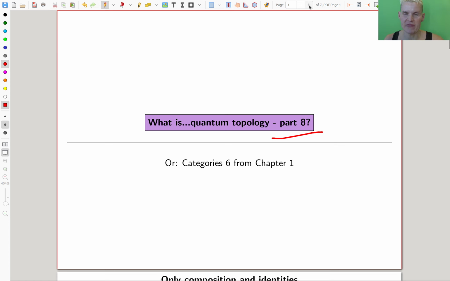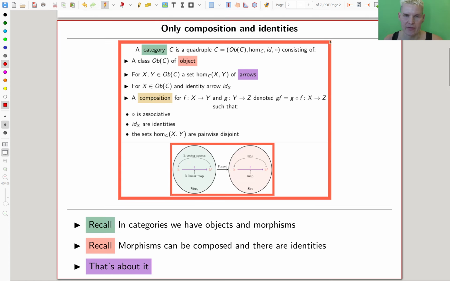And if you talk about categories, you need to talk about functors, right? So recall a category essentially has objects and morphisms, two types of things. And the only thing we really have is composition. And there are identities, sure, fine. But the only thing you really have is composition, right? That's about it. A category is not a very difficult concept: objects, morphisms, and composition of morphisms.